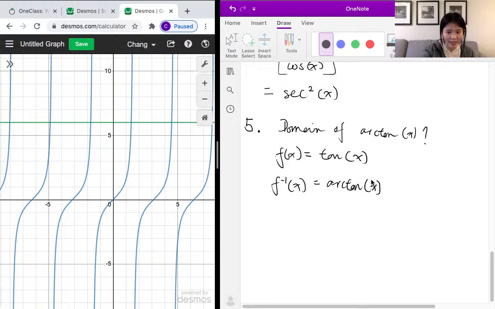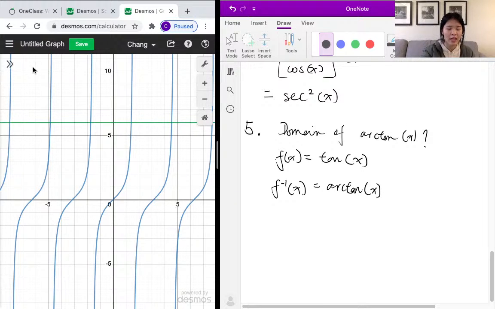But we want our arctangent function. We have our arctangent function. So how did that happen?